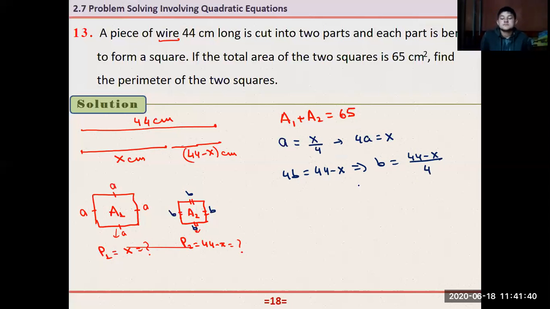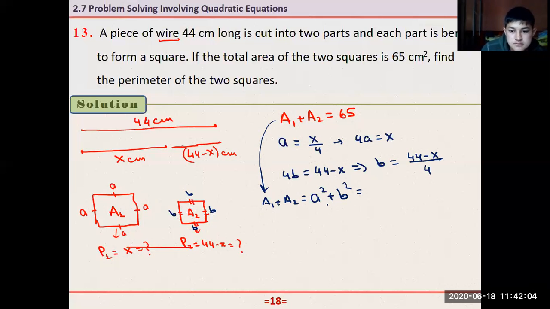Okay. So now I can write this area formula. Here we have a sub 1 plus a sub 2. What is the area of the first square? It is a squared. And what is the area of the second square? It is b squared, right? Because a times a gives us the area of the square, and b times b is also the area of the square.